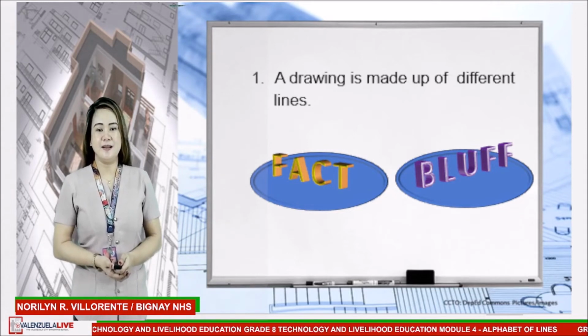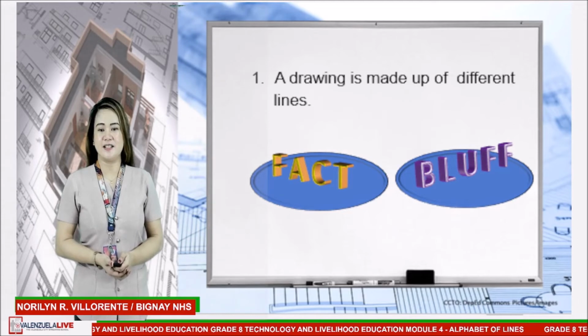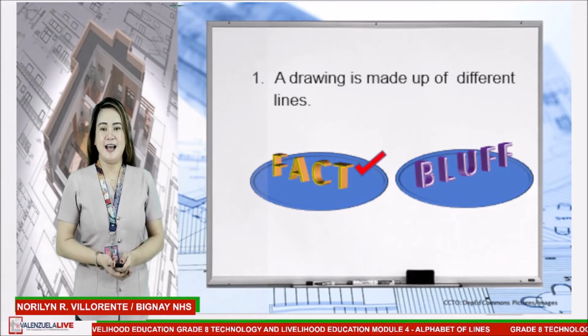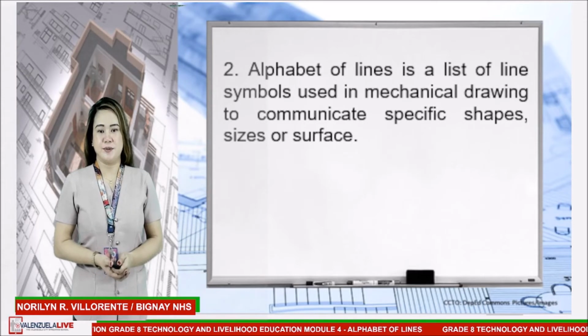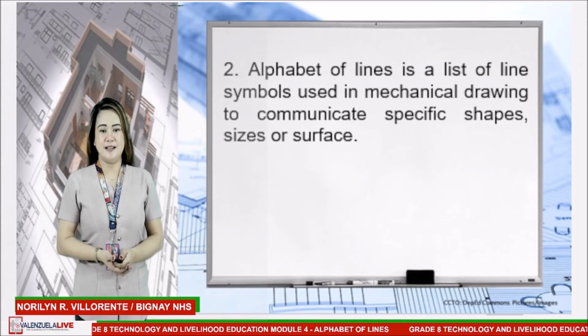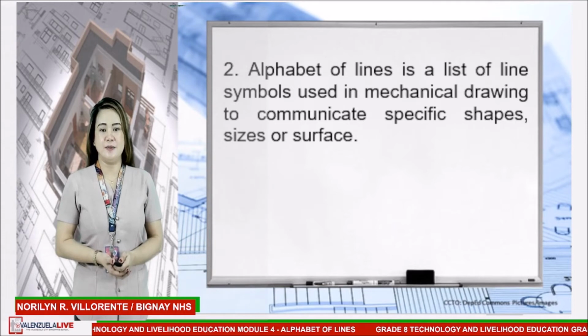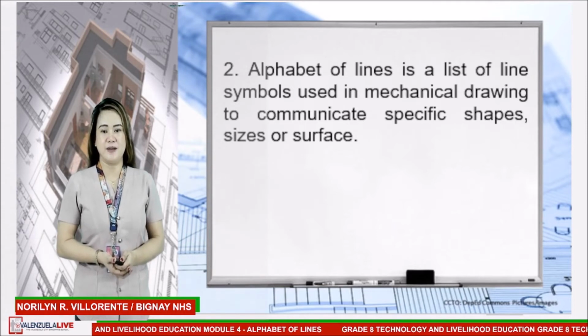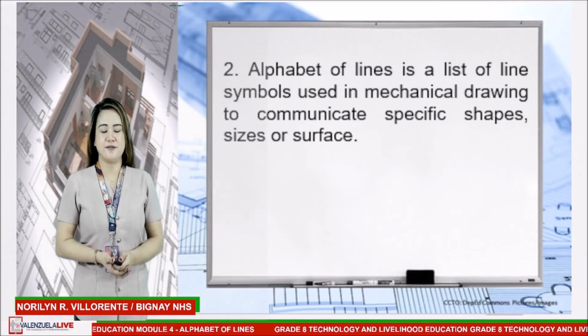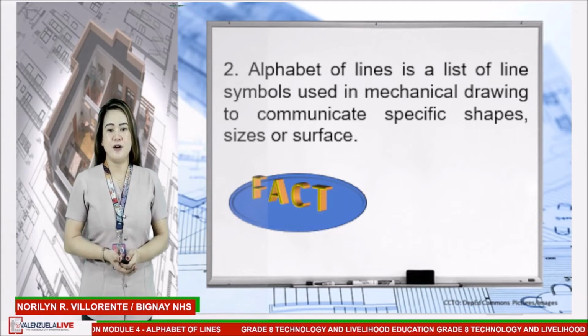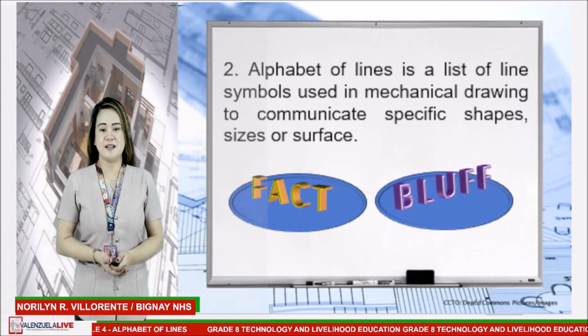Time is up. The correct answer is fact. Good job, class. Number 2. Alphabet of lines is a list of line symbols used in mechanical drawing to communicate specific shapes, sizes, or surface. Is it a fact or bluff? Your timer starts now.